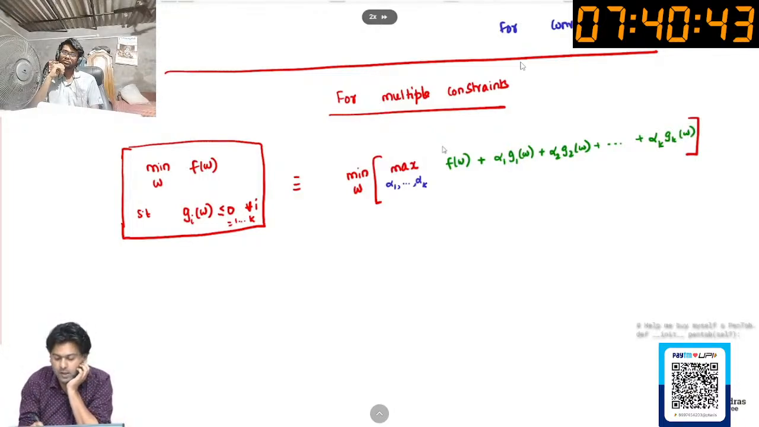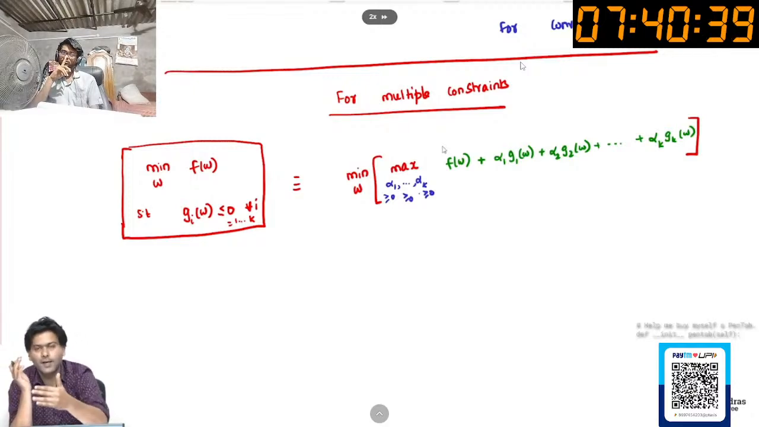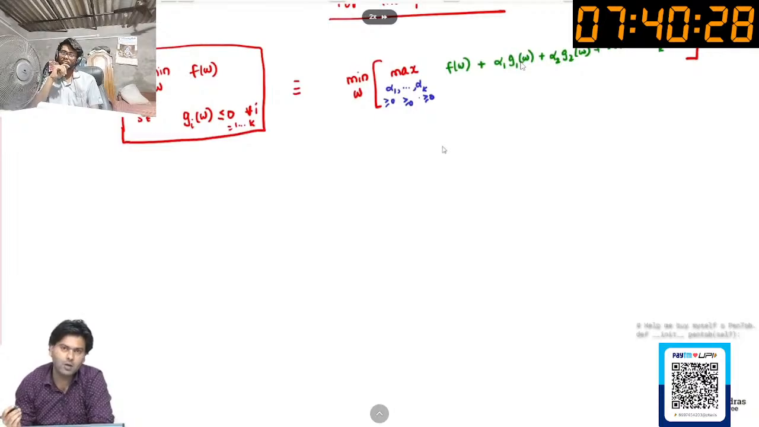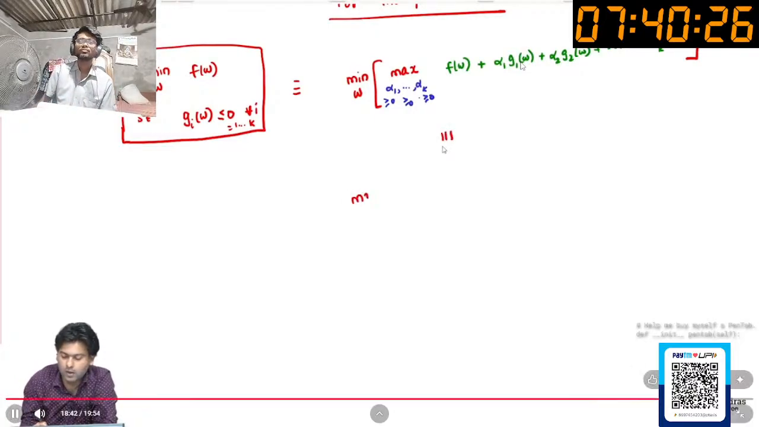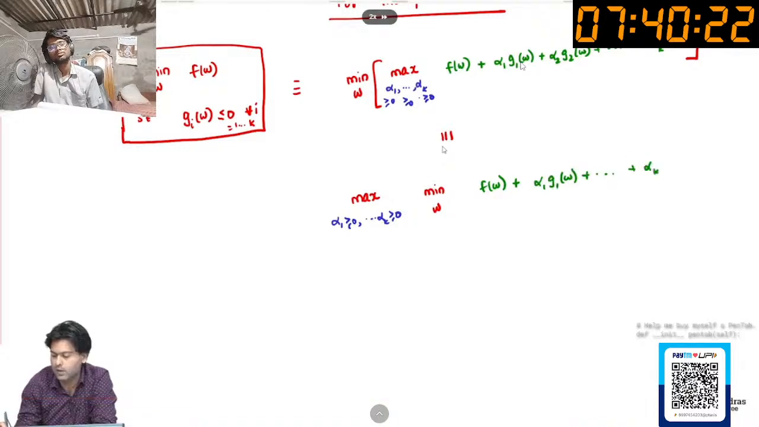But then you will not allow all alphas. You have to make sure that each of these alphas is greater than or equal to 0, so you're only searching the space of alphas greater than or equal to 0. You can do exactly the same argument as we did earlier. Even if one of these constraints is not satisfied, you can make this quantity go up to infinity, whereas if all the constraints are satisfied, this quantity will exactly evaluate to f of w. Now it holds for multiple constraints. And again, if f and all the g's are convex, then this is also equivalent to maximizing over alpha of the min over w of f of w plus alpha 1 g1 of w plus dot dot dot plus alpha k gk of w.